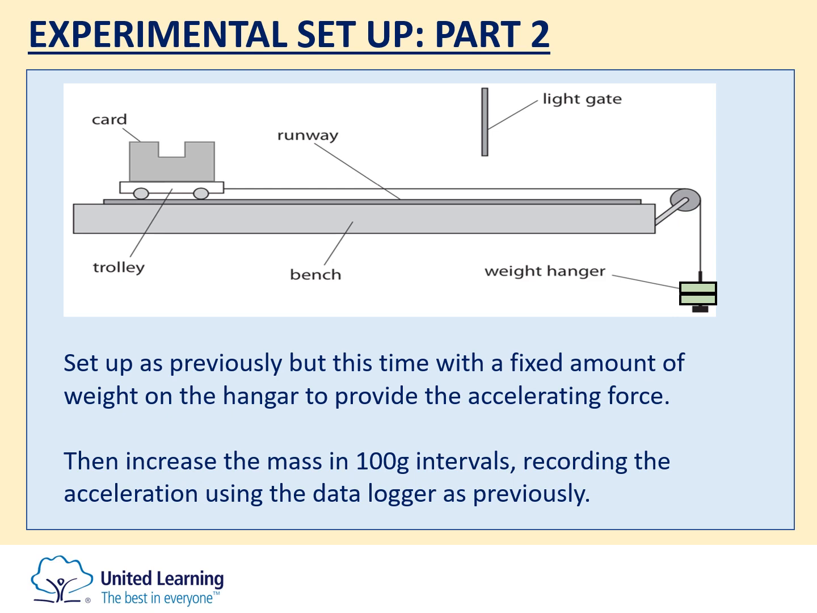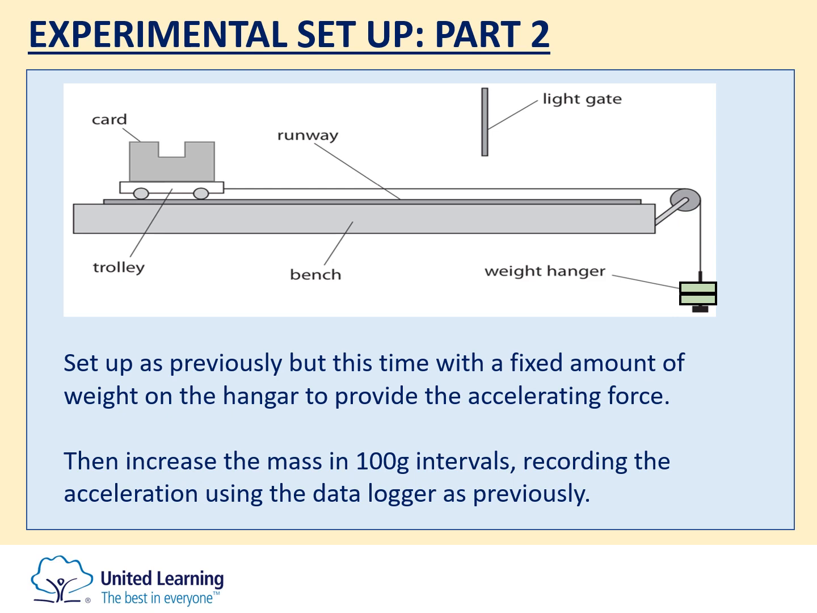For the second part of the experiment, the setup is exactly the same, but this time we are going to be using a fixed force to pull the trolley along by adding a certain number of masses to the weight hanger. And then we are going to be changing the mass of the trolley by adding 100 gram masses one at a time and recording the acceleration for each one.